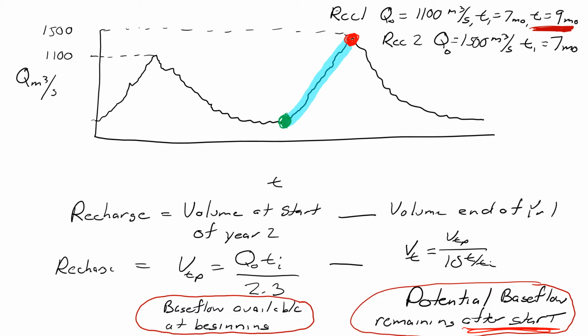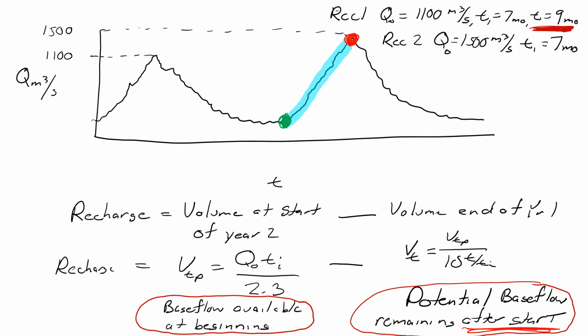When I say base flow available at the beginning of a recession, that is how much volume of water is in the aquifer that can eventually migrate into the stream and be carried away. So this first equation on the left, VTP, that is the base flow available at the beginning of the recession, the volume in the aquifer at the beginning. So that equation only pertains to 2 points on our graph. The beginning of a recession.